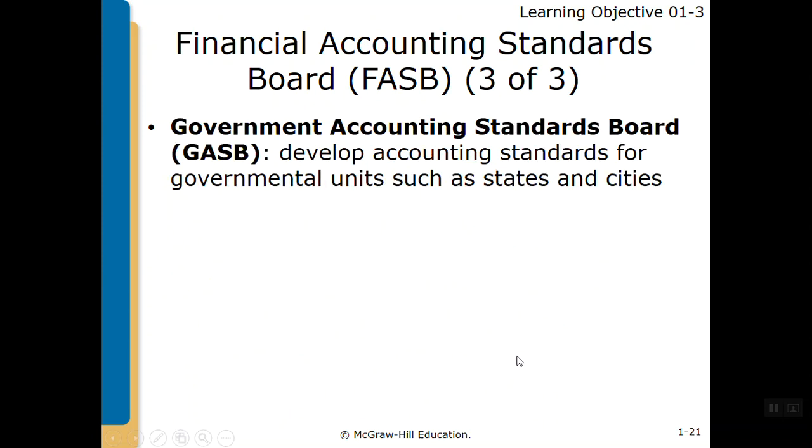And then the Government Accounting Standards Board is just another board that develops accounting standards for governmental units. So they have their own set of rules that they have to follow and principles that are in place. So GASB is responsible for developing those.